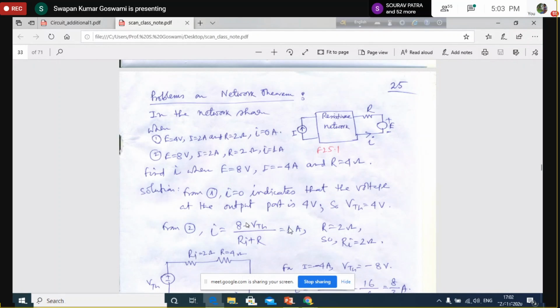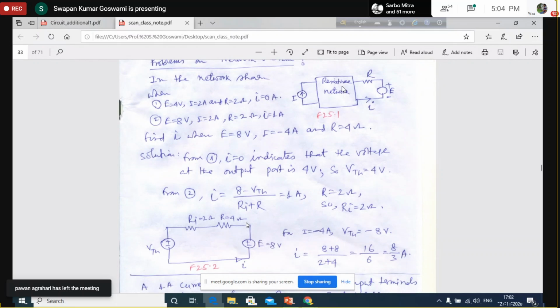So if it is 1 ampere, your value of R is known to you, the Thevenin voltage is known to you, so you can find out Ri, which is 2 ohm. So from here we can find out the value of Ri, which is 2 ohm. Now you represent the network by the Thevenin equivalent, Thevenin voltage plus Ri. Ri is already determined as 2 ohm. Here this is R, this is E. You have to find out the current I under this condition when E is equal to 8 volt, E is 8 volt and R is 4 ohm. This R is made equal to 4 ohm, but this current I becomes minus 4 ampere.